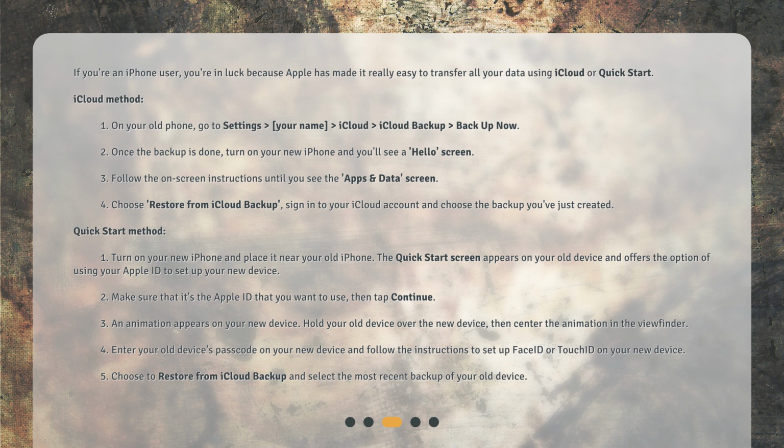3. An animation appears on your new device. Hold your old device over the new device, then center the animation in the viewfinder. 4. Enter your old device's passcode on your new device and follow the instructions to set up Face ID or Touch ID on your new device. 5. Choose to restore from iCloud Backup and select the most recent backup of your old device.